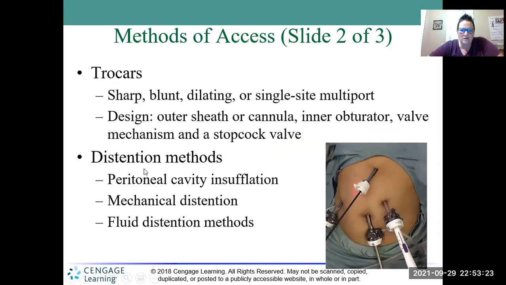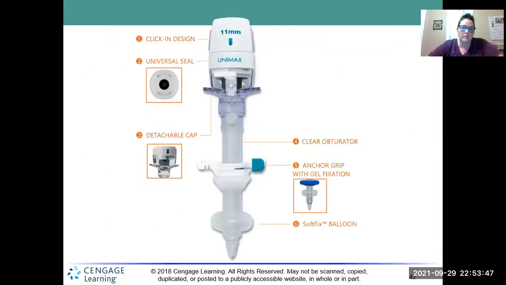We did already talk about the distension method, one of those being that insufflation, peritoneal cavity insufflation. We could also do mechanical distension, which is not as effective, but that's just mechanically distending the belly to move it out of the way. Fluid distension methods as well can be utilized, but the CO2 is the most common now.